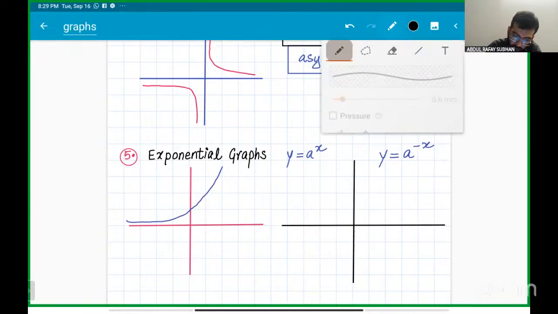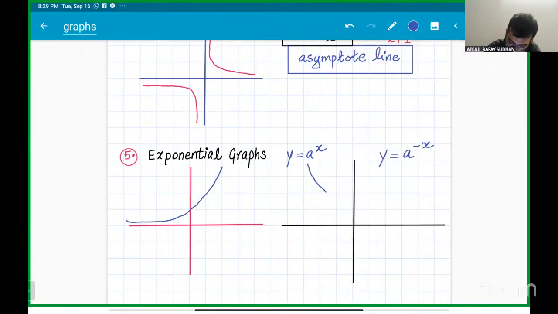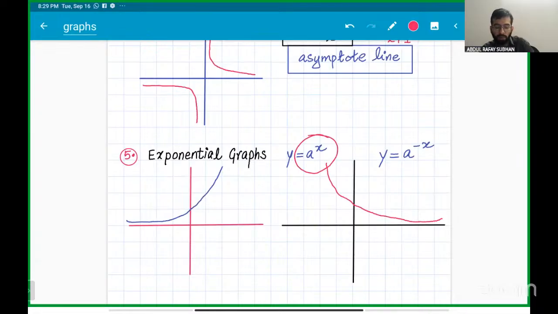It will be going like this as well, okay? In this way it will go, but it will follow the same protocol: cutting the y-axis, and then going on, but not touching the x-axis. So it will go in that direction. Is everyone following, understanding? People following that? Okay. So that's how exponential graphs, a power x, look.